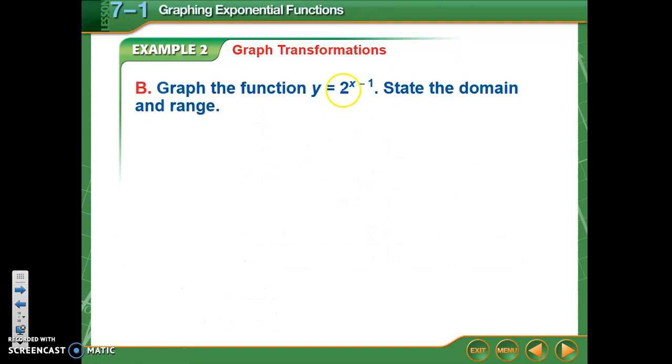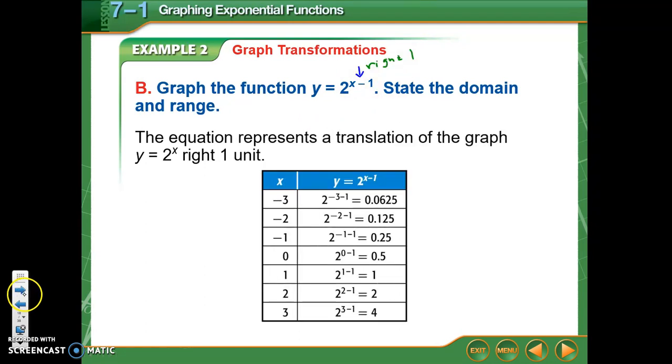All right, so let's look at an example here where I'm subtracting something inside my exponent. So this is inside the function. Since here I have 2 to the quantity x minus 1, this is going to move to the right 1 unit. Remember, when it's inside the function, dealing with the x, it's opposite of what you'd think. So x minus 1 actually moves it to the right 1.